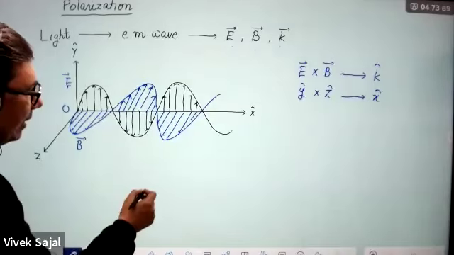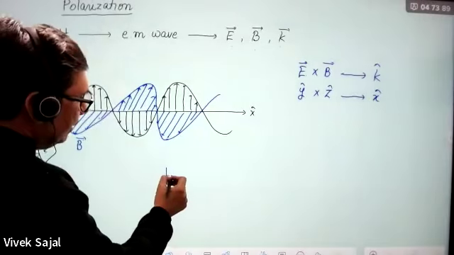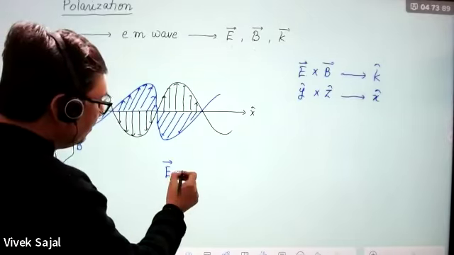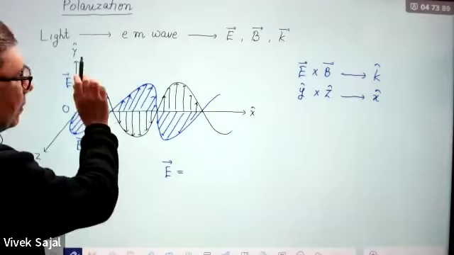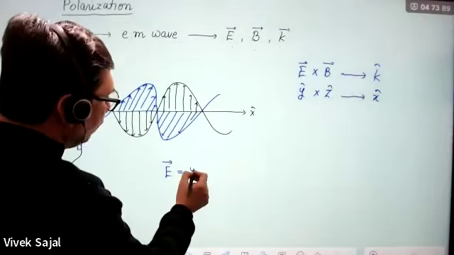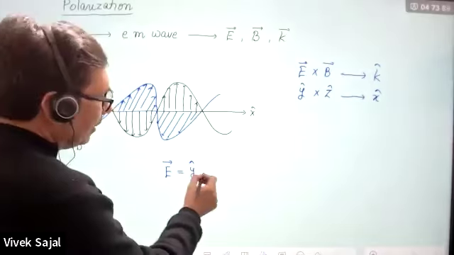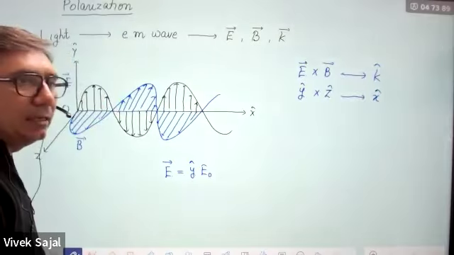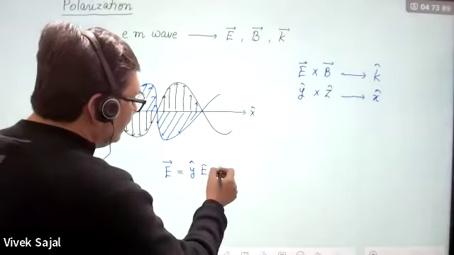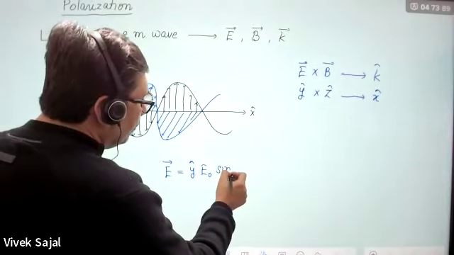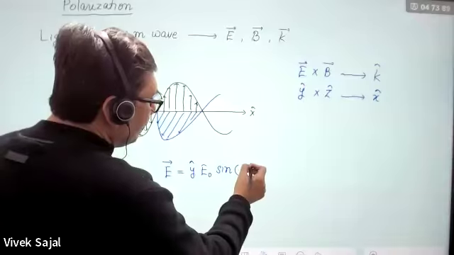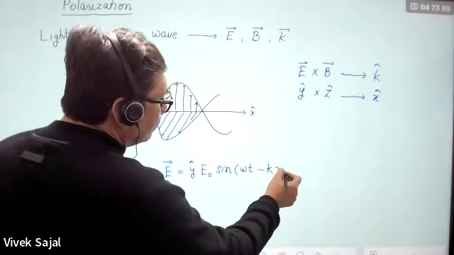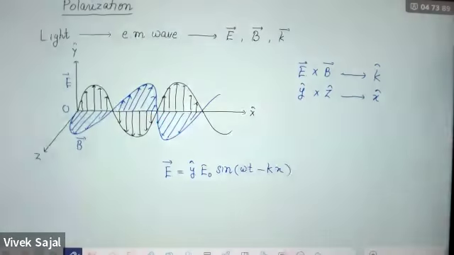So how can you write the electric field here? The electric field E vector, what is the direction of the electric vector? That is Y cap here. The magnitude of the electric vector, I am assuming, is E naught, and this will be sine of omega t. And in which direction is it propagating? It is propagating in the x direction. So this will be omega t minus kx.